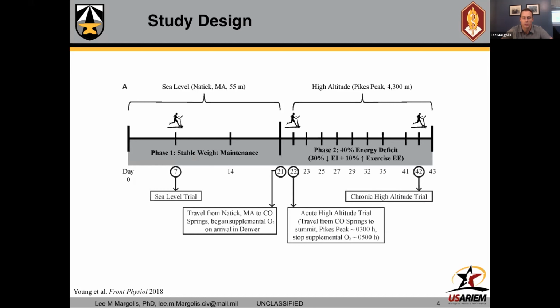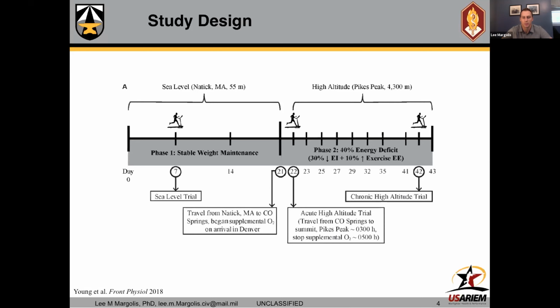One was conducted at Pikes Peak, and it had 3 phases to it. We had our sea level component, then acute high altitude exposure, and then a chronic high altitude exposure, which occurred after 21 days of acclimatization at high altitude. Based on the findings from the acute study, we did a follow-on investigation where we essentially matched our protocol looking at acute high altitude exposure in our hypobaric hypoxic chamber at USARIEM.